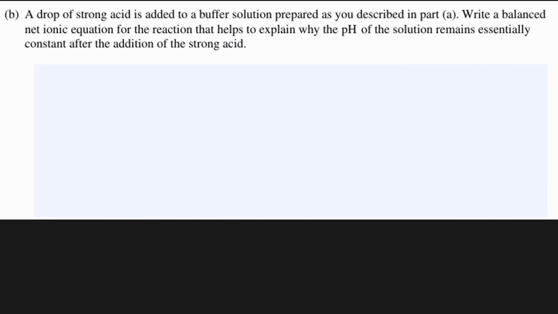All right, part B of this FRQ. A drop of strong acid is added to a buffer solution prepared as you described in part A. Write a balanced net ionic equation for the reaction that helps to explain why the pH of the solution remains essentially constant after the addition of a strong acid. So we know that our conjugate acid-base pair is propanoic acid, which is HC3H5O2, and our conjugate base is propanoate, so C3H5O2 minus.